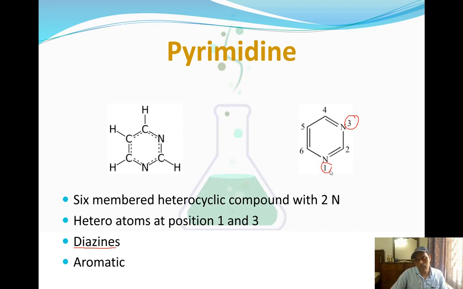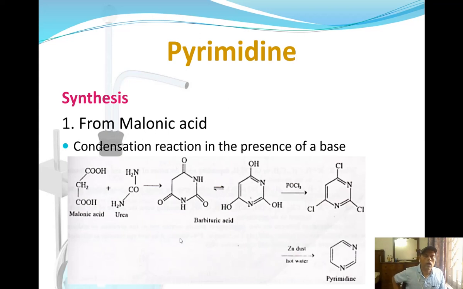If there is one nitrogen here, the second can be here, right? Here there can be one more nitrogen. If there is one at position number 1, at 4 there can be another one. Similarly, the nitrogens can be in two-ring structure, three-ring structure. So there are many diazines among heterocyclic compounds. And this heterocyclic compound, pyrimidine, is aromatic in nature. It follows all the rules of aromaticity. So it is an aromatic compound.